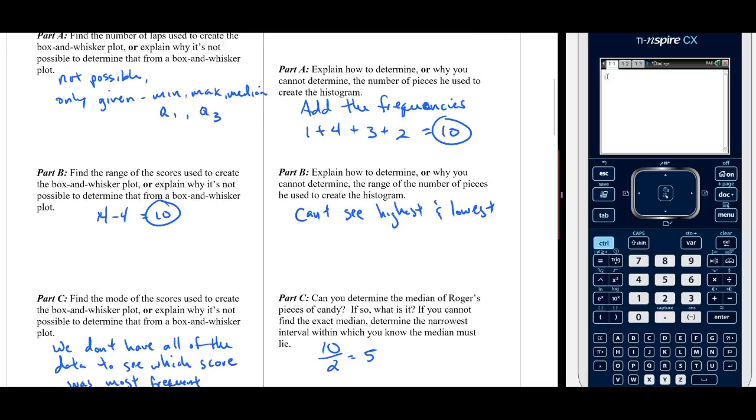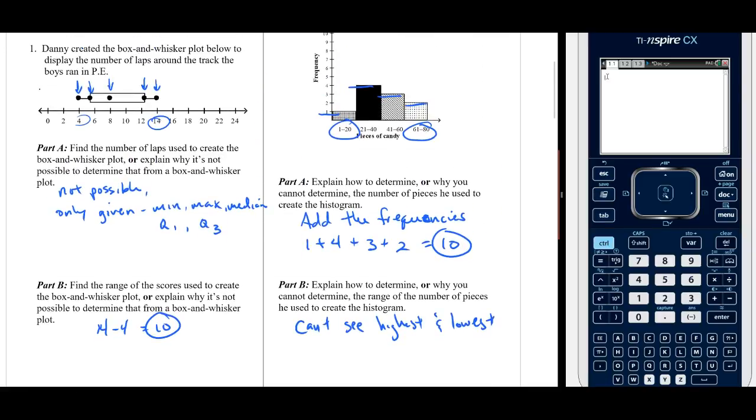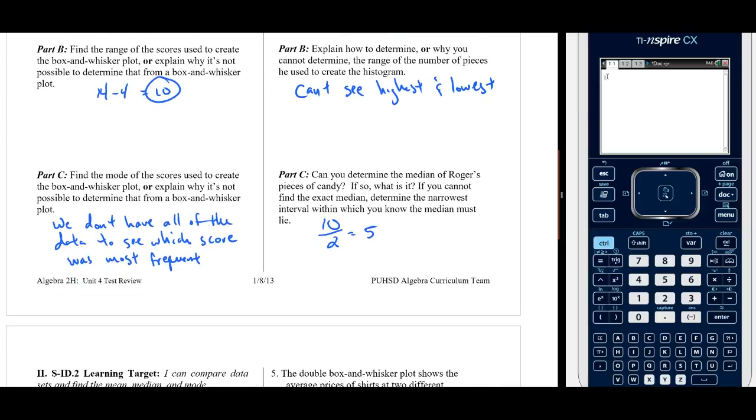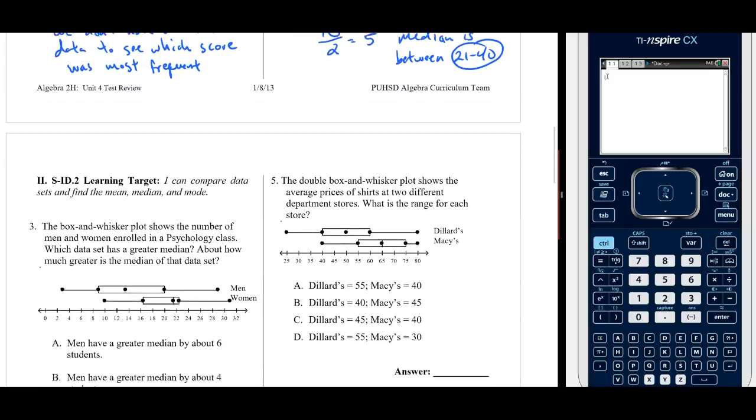So we go back up to the graph and we look for where our 5th count was. I've got 1, 2, 3, 4, 5. So my fifth count of the pieces of candy is somewhere in this section, which is 21 to 40. So the median is between 21 and 40. That's the best we can do.